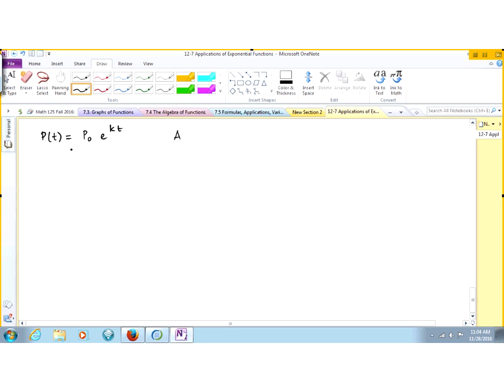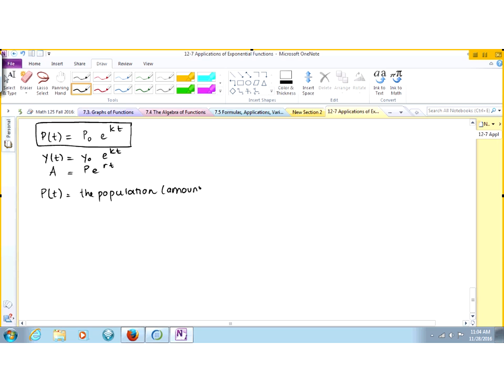So if you compare this, I could write, using any letters, y of t equals y naught e to the kt. Or before, we used a is equal to p e to the rt, right? So any letters that we use is fine. But P of t is the population or the amount or whatever it is, at time t.